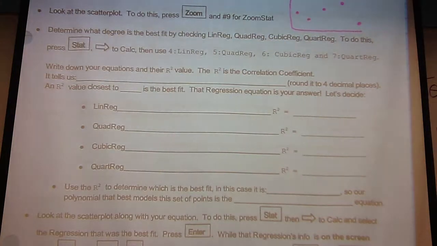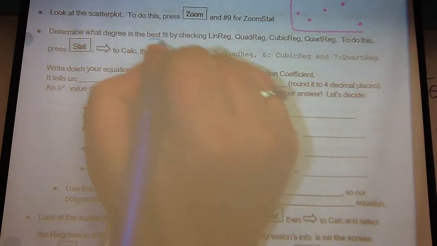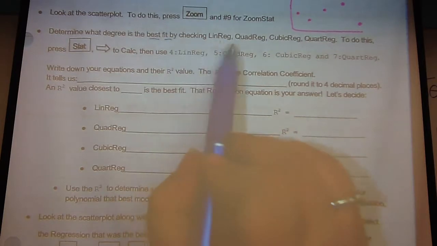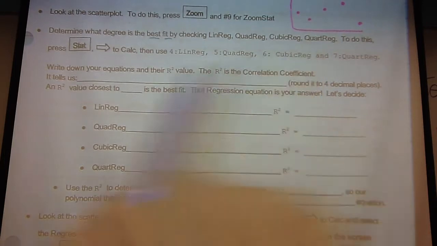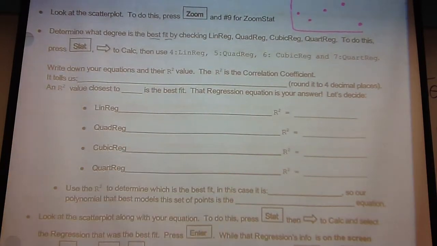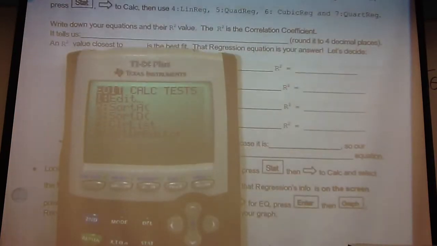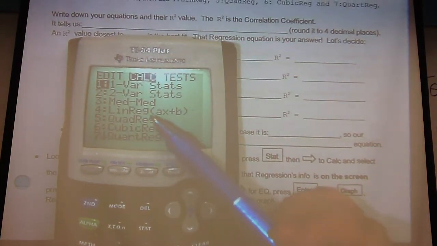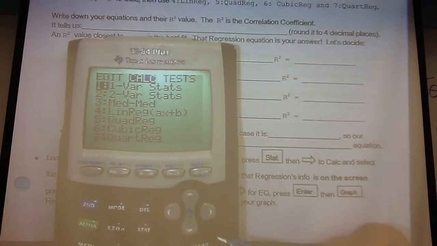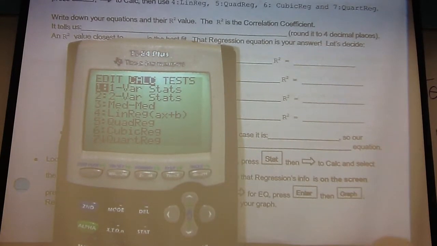Okay, so we are going to now use our calculator to determine which is the best fit. And we have to do that by checking all of these. We have to check linreg, quadreg, cubic reg, and quart reg. To do this, we press stat. You ready for that? Stat. Arrow it to the right for calc. And then see that all 4 of those are listed: linreg, quadreg, cubic reg, and quart reg. So guess what we're going to do? All of them. You ready?